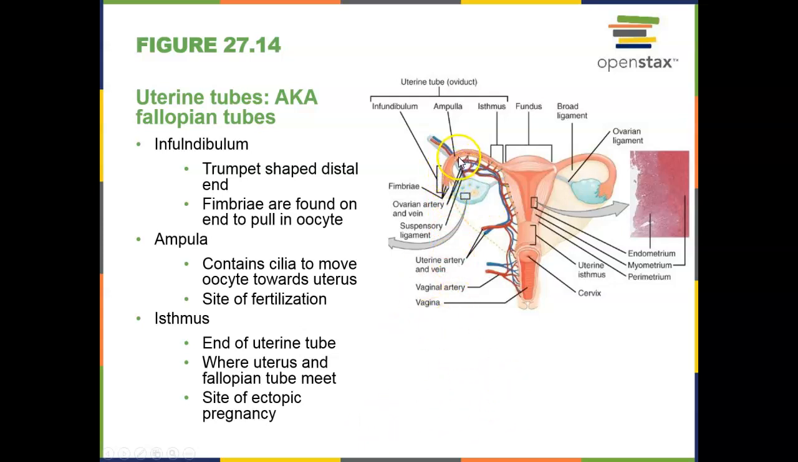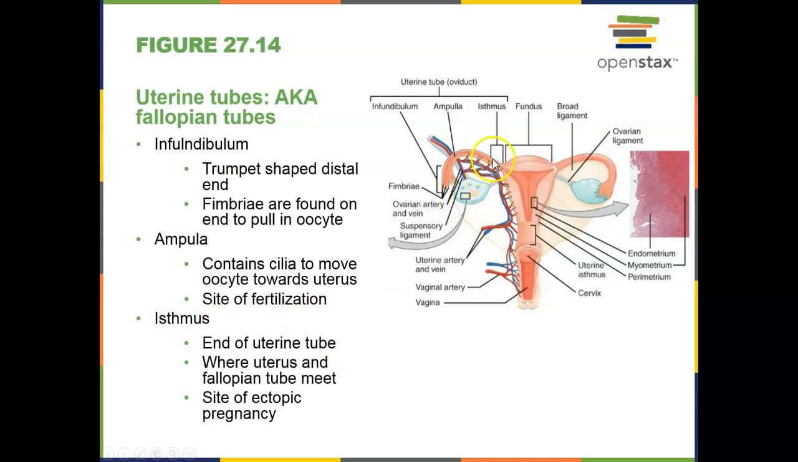From here, we lead to the ampulla. Cells of the ampulla, the longest portion of the uterine tube, are covered in cilia. The egg is non-motile, but the ciliated cells beat that egg towards the uterus. It's in this ampulla where fertilization typically occurs. And then at the very end, the portion of the uterine tube that actually leads to the uterus is the isthmus. The isthmus is a very narrow region that meets with the uterus.